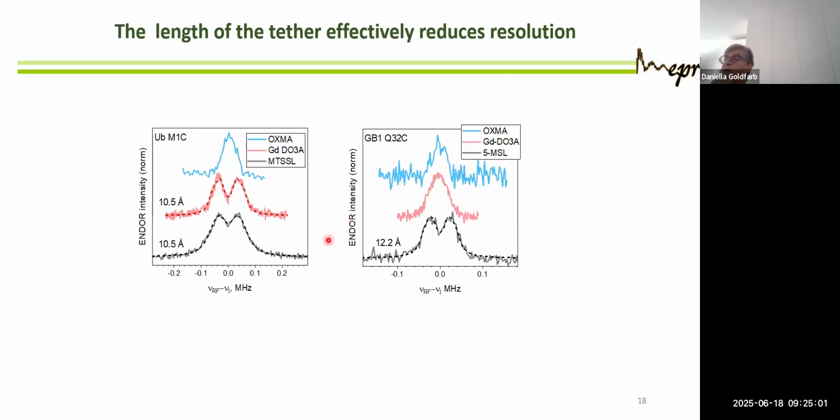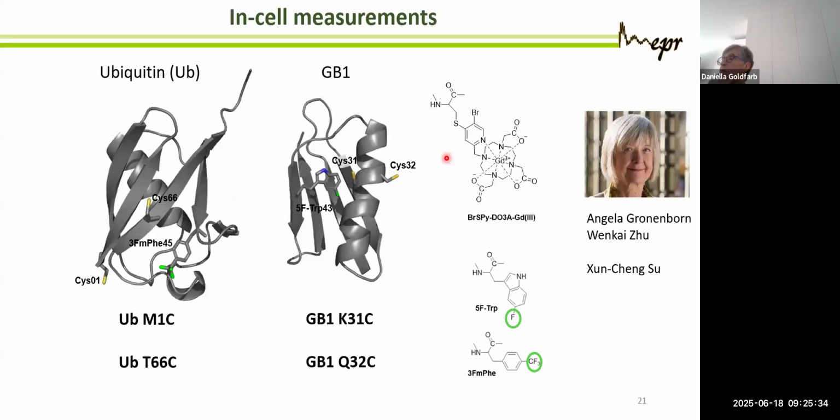Just to see this, for ubiquitin in this position, the nitroxide and the gadolinium give more or less the same distance, but you don't resolve the trityl. And here for the nitroxide, you resolve. For gadolinium, not really. They have these shoulders. And for the trityl, it's really very difficult. So I think that trityl is maybe not the best spin label for this. Okay, so we saw that you can do these measurements with gadolinium.